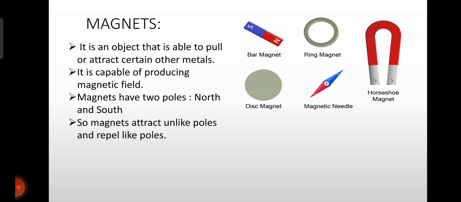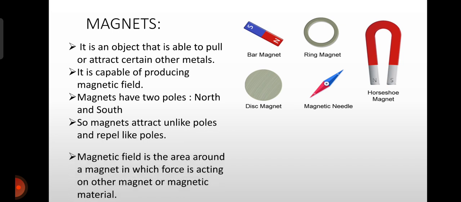That means, in the simple terminologies, if two magnets are kept together, one having north pole and one having south pole, then they will attract each other because they are unlike poles. And if we keep the north pole and north pole or south pole and south pole of the two different magnets together, then they will repel each other.